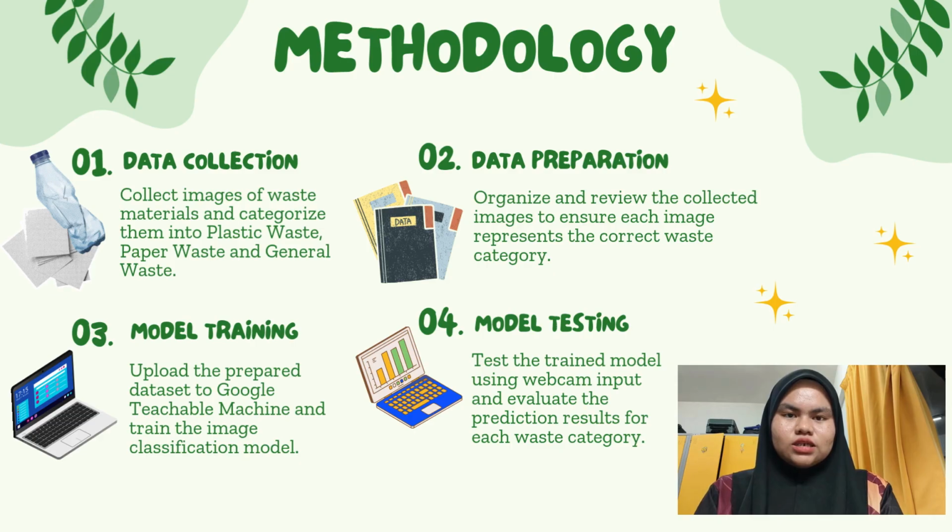The third stage is model training. The prepared dataset was uploaded to Google's Teachable Machine platform. The platform was then used to train an image classification model. During training, the system learned the visual characteristics of each waste category, such as shape, color, and texture. Through this process, the model became capable of distinguishing between plastic waste, paper waste, and general waste.